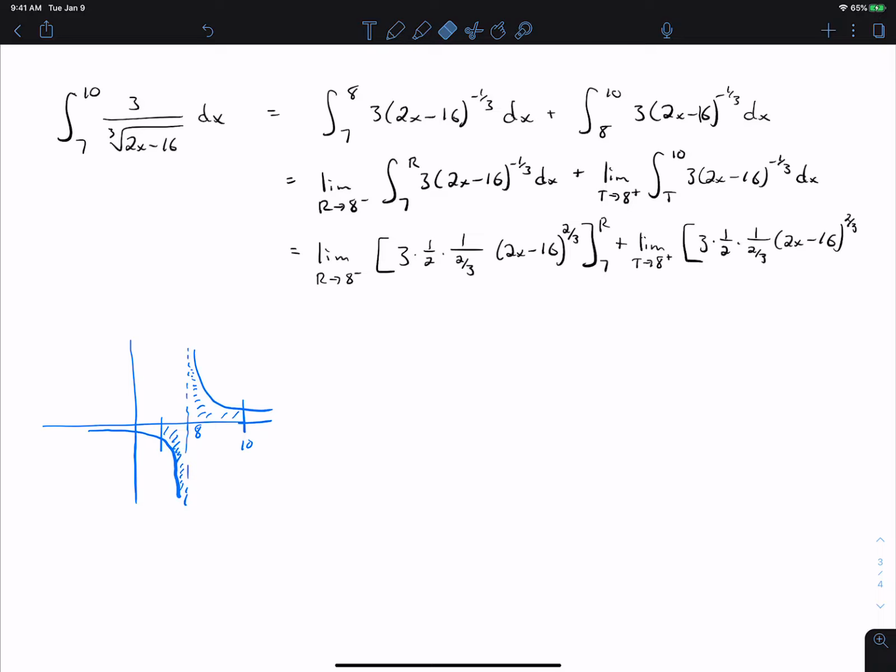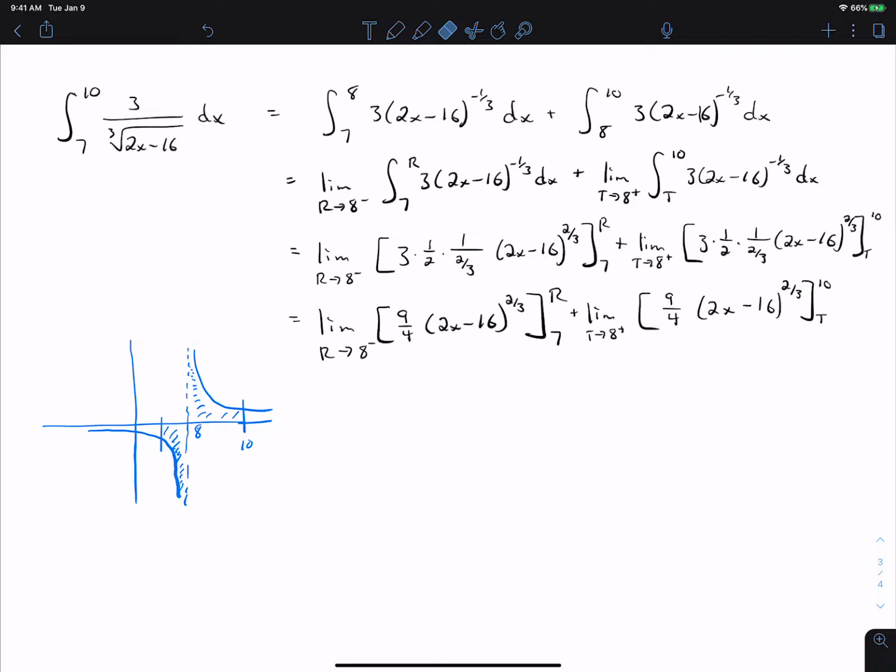Whoops, 2/3 there. All right, so 2/3 from t to 10. And now we'll simplify and subtract.